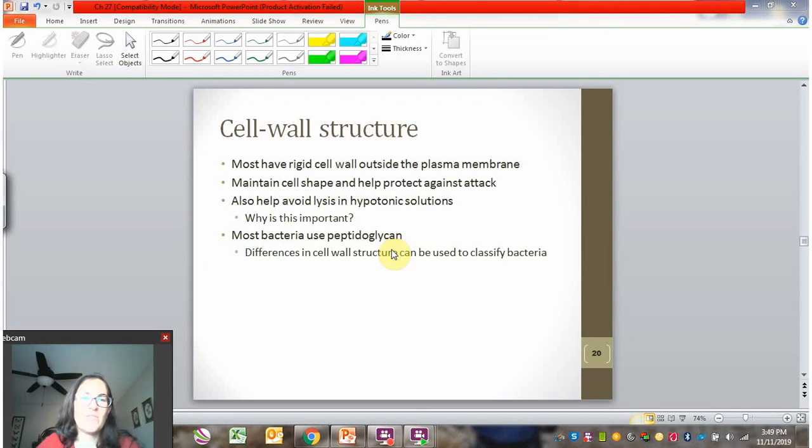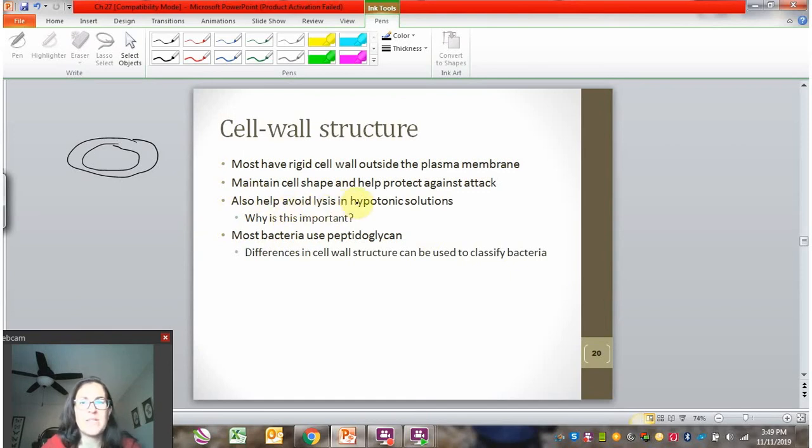Most bacteria have a rigid cell wall that surrounds the plasma membrane. So again, we have our plasma membrane, and then we have a thick cell wall outside of that plasma membrane. The reason they have these is because they help protect their cell shape and help protect them from attack from other cells, or for example, the immune system. So a lot of protection functions.